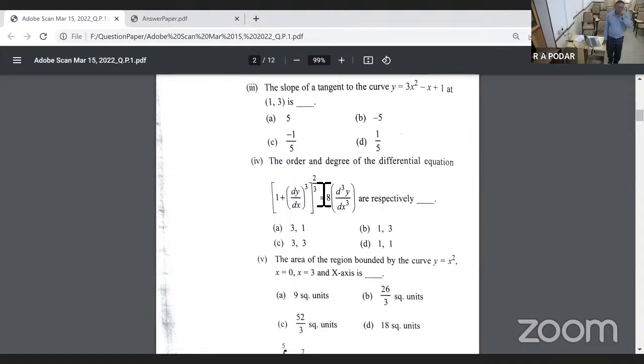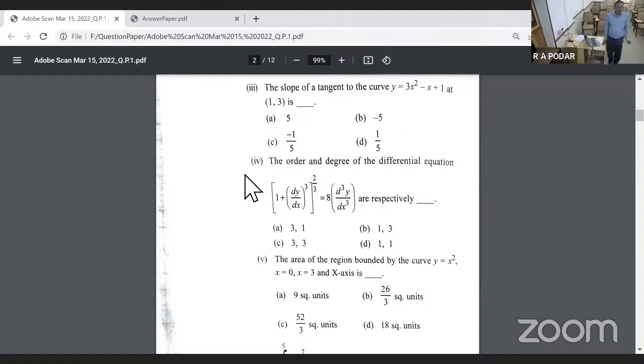So slope of the tangent you have to find. So first find the derivative and then substitute the point. That is value of x you have to substitute. Then you will get it. Okay. Then order and degree of differential equation. For that also you have to take the cube on both sides first. And then you will get it further.